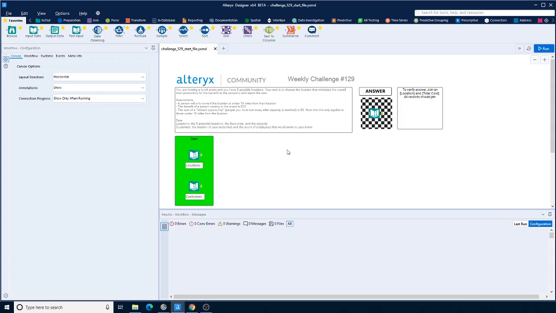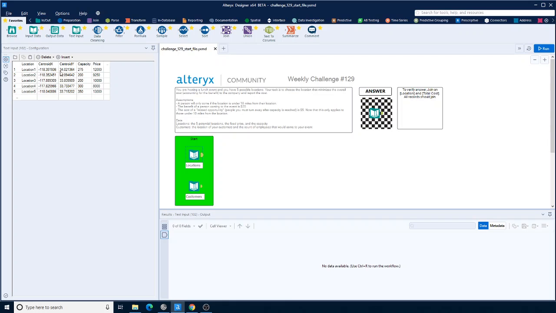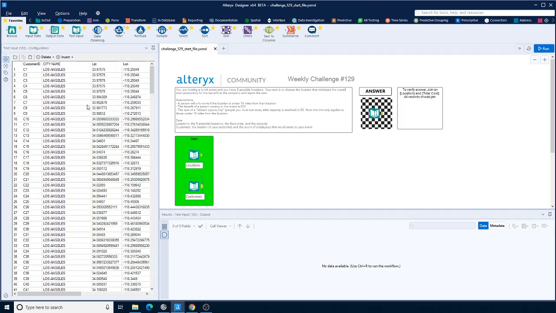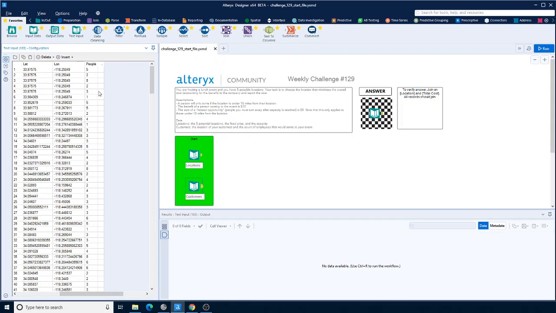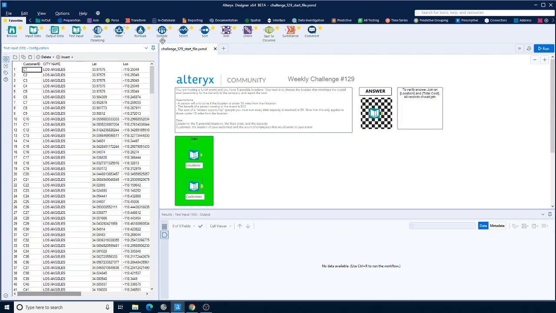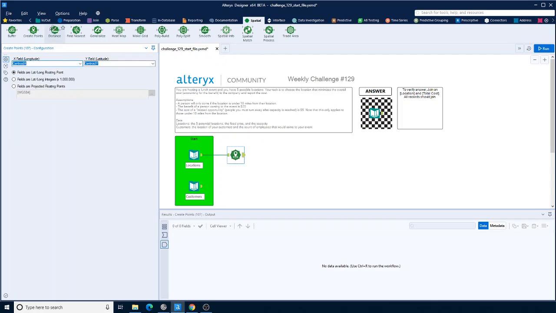Okay, data: 5 location points and then customers. So first of all, let's have a look at the data. Okay, so we've got latitude and longitude in here, and in the customer data, it looks like lat and long as well, where they are. Yep, and then a number of people. Okay, so let's start with spatial. Let's get these into points. First thing we need to do is already set up over here, and it automatically sets that up as well.